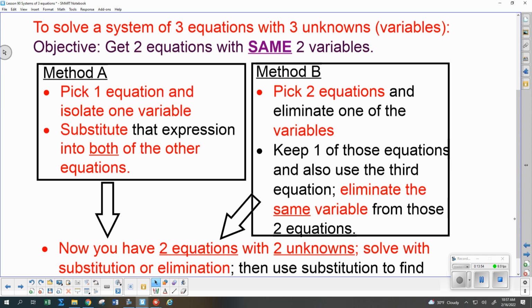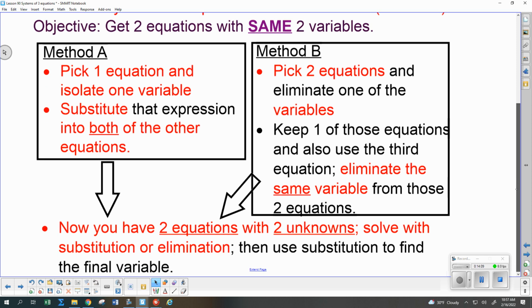Then you keep one of those and take the other equation that you haven't already used and eliminate the same variable. That's the trick. Then either way, you have 2 equations with 2 unknowns, like I have down here at the bottom. Then you do substitution or elimination to get your next variable, and then substitution to get your final one. Questions from anybody on any of that today?